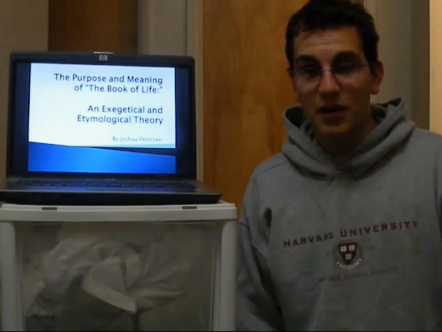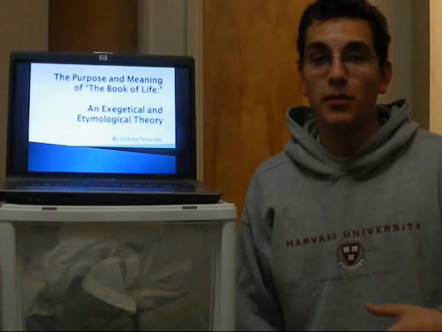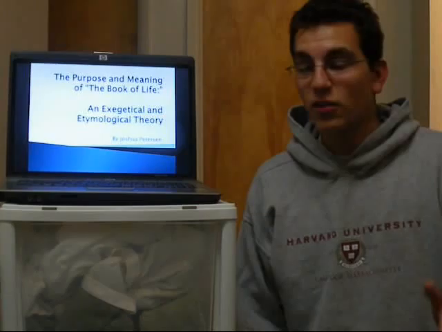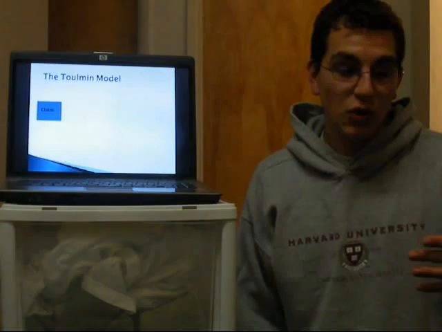Now, I used what's called the Toulmin model. This is built by a man named Stephen Toulmin. He was a British philosopher who dealt with quantifying moral reasoning. This model is an argument map which helps you understand and organize an effective argument. The first element is a claim. It's a significant statement which you're trying to prove.